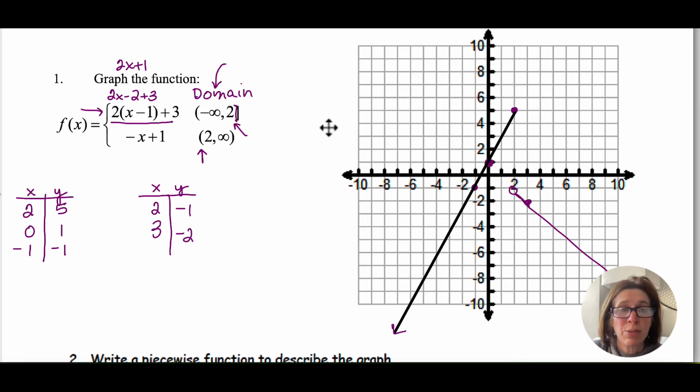So again, a piecewise function, f of x equals, can have an unlimited number of pieces. We're going to be looking at ones that have 2, 3, maybe even 4 pieces. And on the right, it's the domain. Now, this domain is written in interval notation. It also can be written in inequality notation. So it could say x is less than or equal to 2 and x is greater than 2. It's written both ways, so you want to feel comfortable with both.